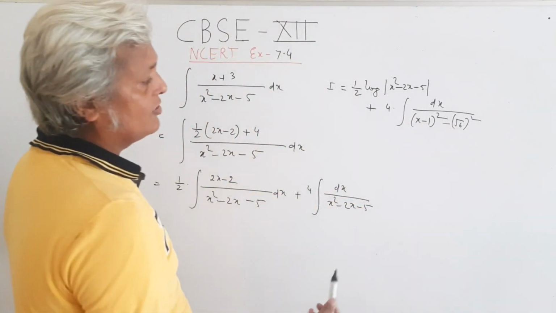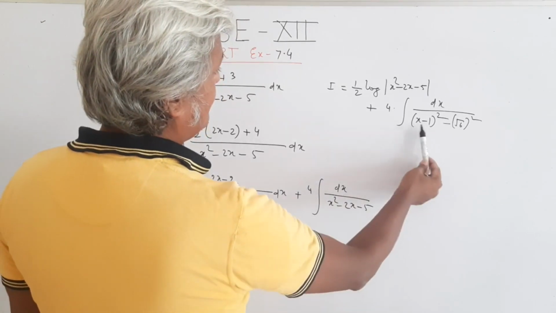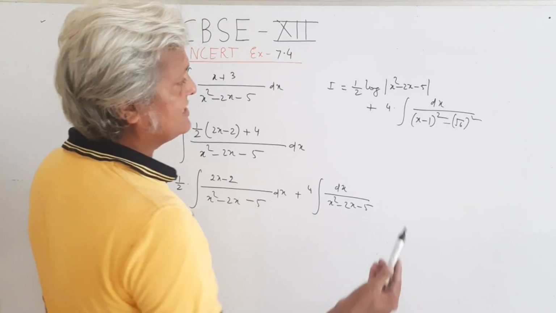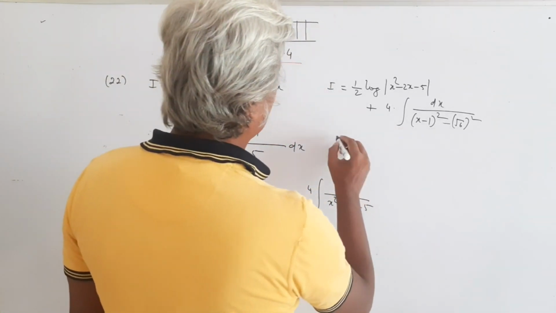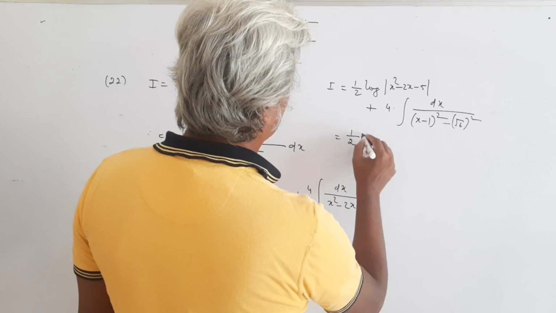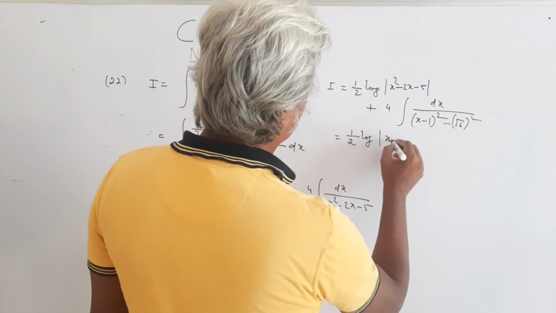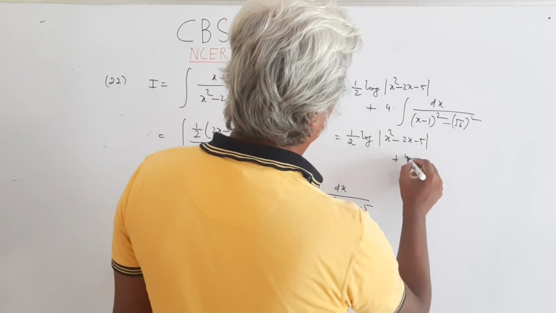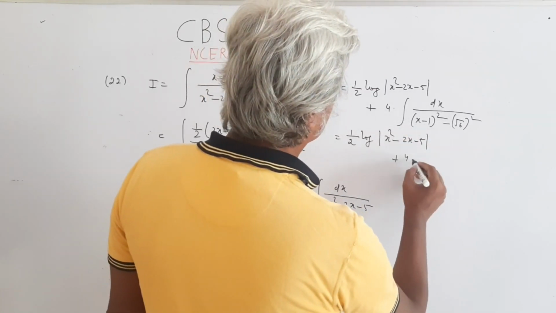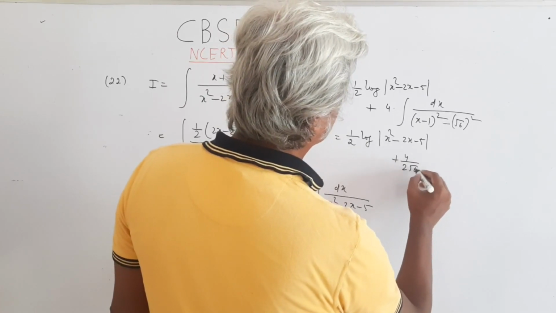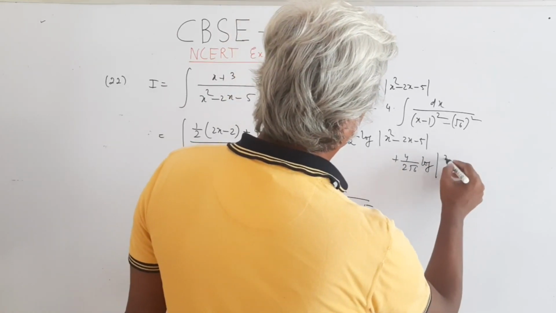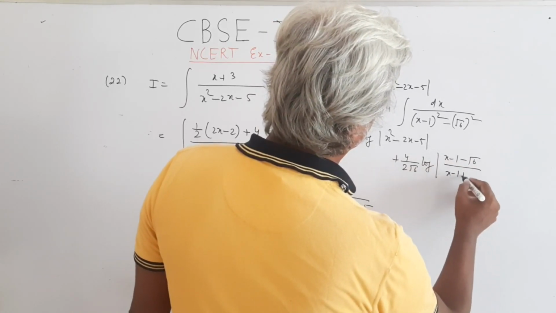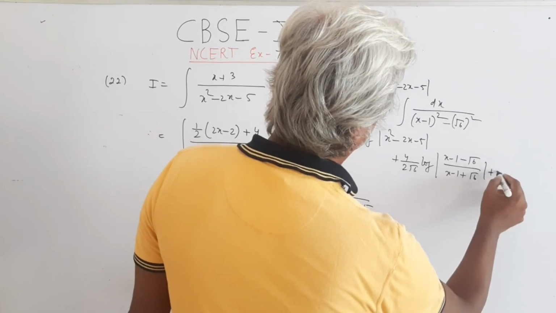So now expand this, you can see x square there, minus 2x there, then you get plus 1 and the minus 6, that is minus 5. Now this is directly coming in the form, so this is my final answer: 1 by 2 log mod x square minus 2x minus 5 plus 4 over 2a, that is 4 over 2 root 6 log mod x minus 1 minus root 6, and then x minus 1 plus root 6 plus c.